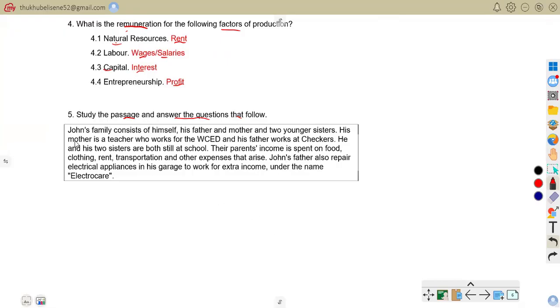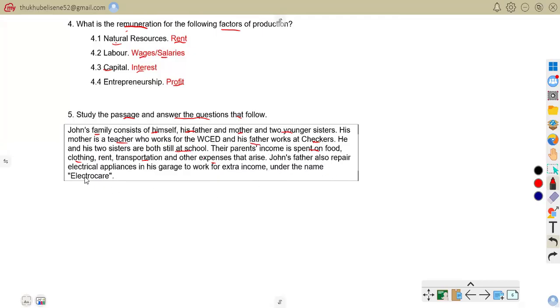As is read as follows. John's family consists of himself, his father and mother, and 2 younger sisters. His mother is a teacher who works for the WCED, and his father works at Checkers. So he and his 2 sisters are both still at school. So their parents' income is spent on food, clothing, rent, transportation, and other expenses that arise.